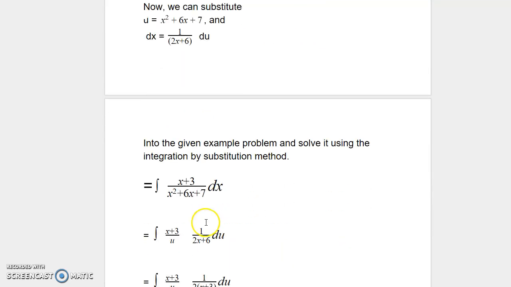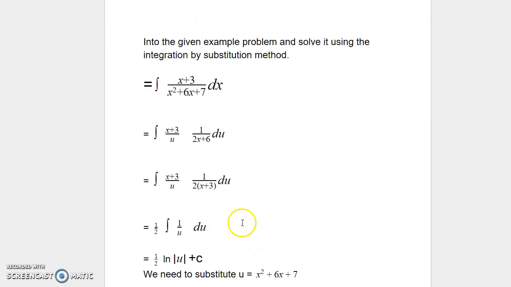Okay, our example problem is x plus 3 divided by x squared plus 6x plus 7 dx. So x plus 3 is in the numerator. We didn't change anything there. Instead of x squared plus 6x plus 7, we're going to replace that by u, as shown here. And then instead of dx, I can write 1 over 2x plus 6 du, like that. Now, x plus 3 divided by u times 1 over 2x plus 6. 2 is common, so I pulled out 2, and then I can write this as 1 over 2 times x plus 3 in parentheses, du.